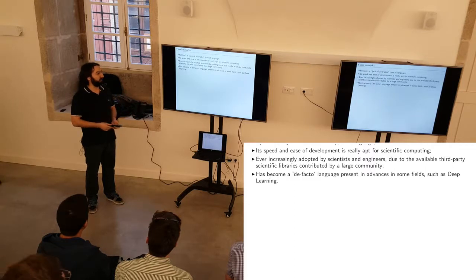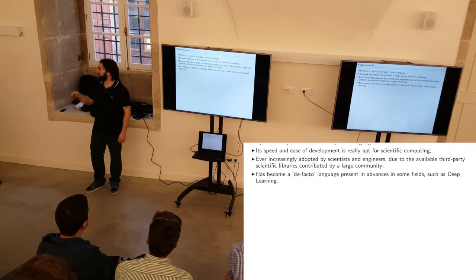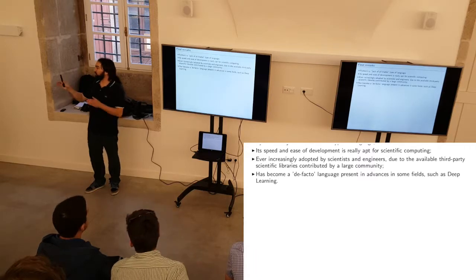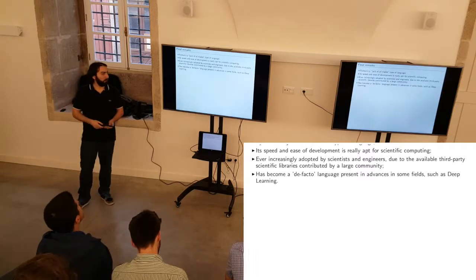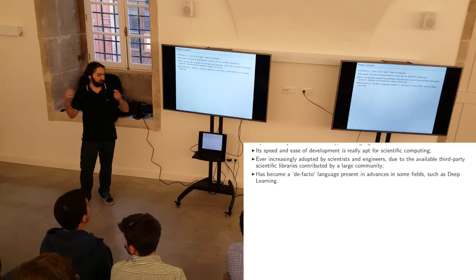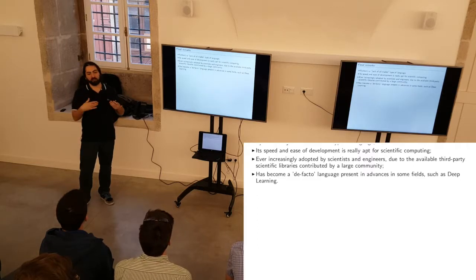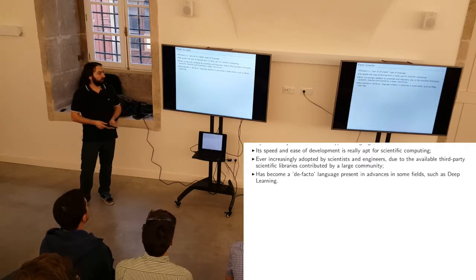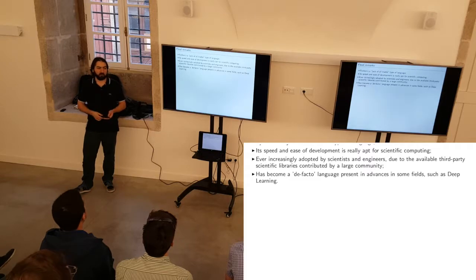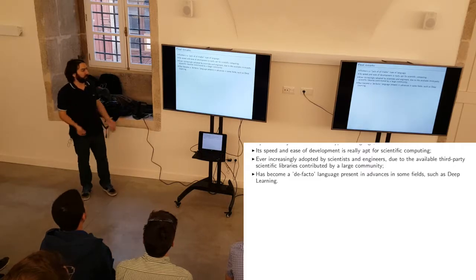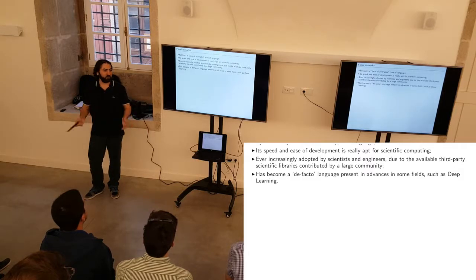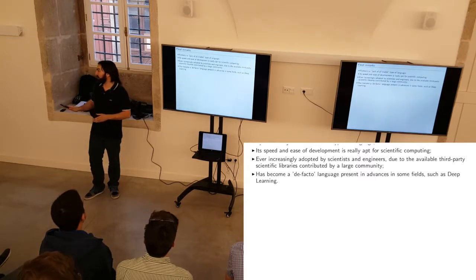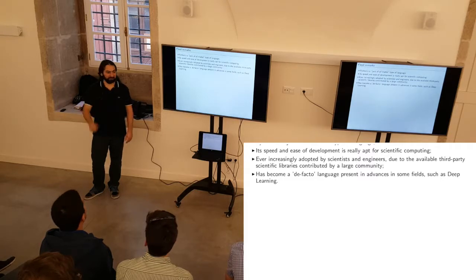There's ever increasing adoption by scientists and engineers, especially since MATLAB made things difficult with their licensing a few years ago. So there was kind of an exodus from MATLAB to Python in some domains, and because of this, there are also a lot more contributors making scientific libraries available to the community. Okay, and as a final remark, Python is sort of a de facto language for some quite important advances in some fields, and especially deep learning. If you look at the scientific papers, scientific work, and even, I'd say, the vast majority of things in production about deep learning, they use Python, okay? So, yeah, Python's pretty awesome.